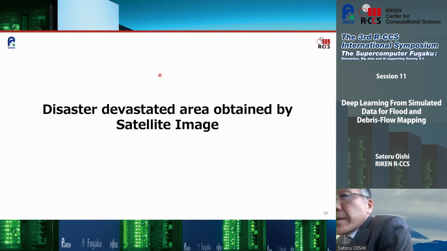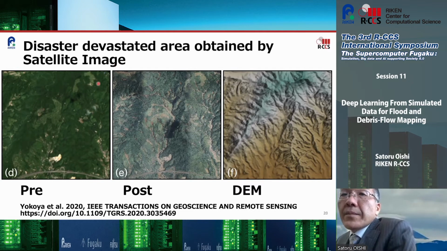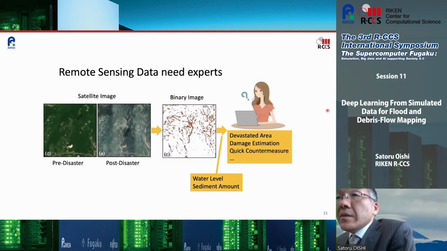Then we put this kind of simulating technique into machine learning. So basically, disaster experts want to use the satellite image. This is the pre-disaster image, and this is the post-disaster image. And supporting that satellite image, they use the DEM. So this lady, I assume, is an expert of disasters. She wants to know the devastated area and damage estimation for quick countermeasures.